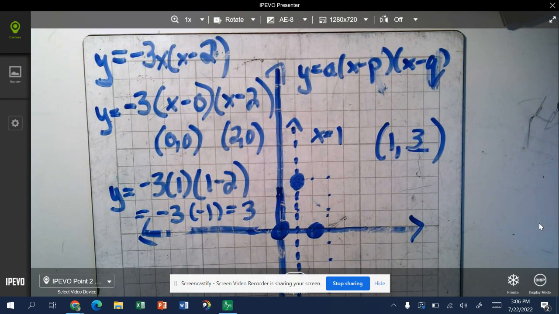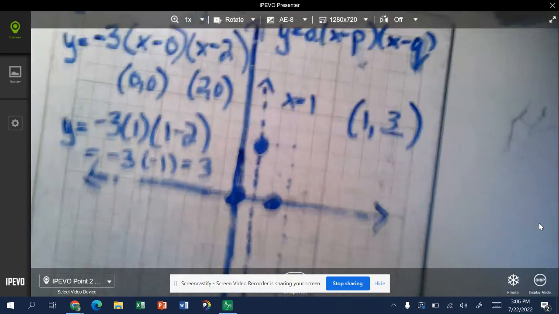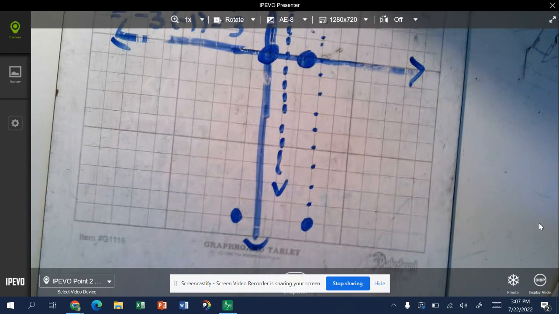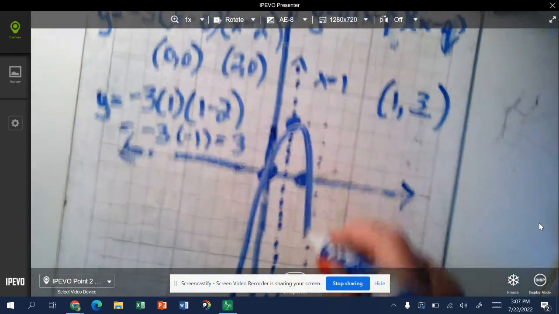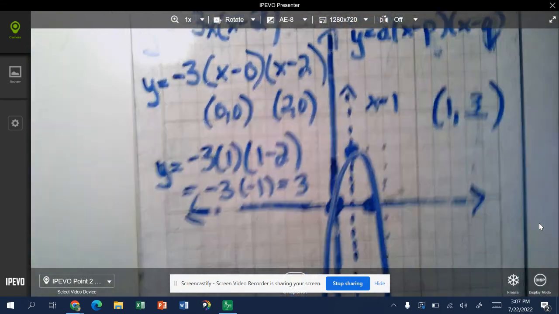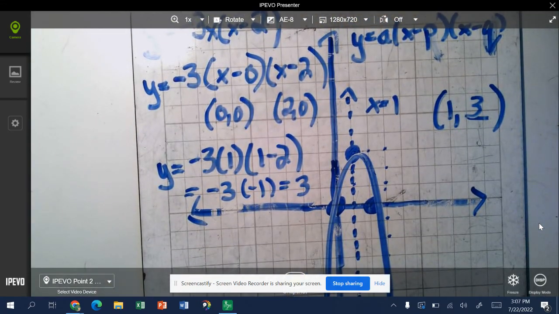And I can reflect that point. You can't see that. I'm going to go down 12. It's kind of all the way down there. You can see that. And then I'm just going to connect these dots to make a nice, beautiful graph. And that's how you're going to graph that. Let me know if you have any questions.